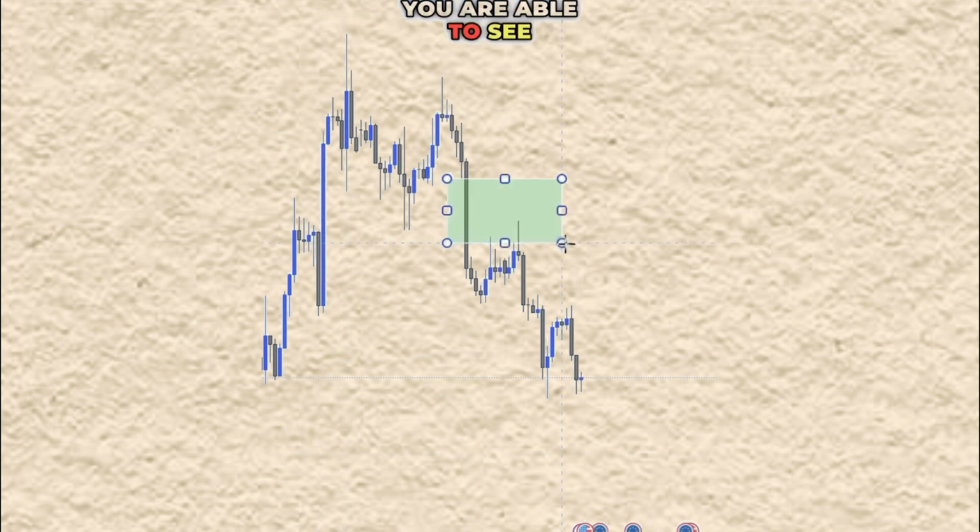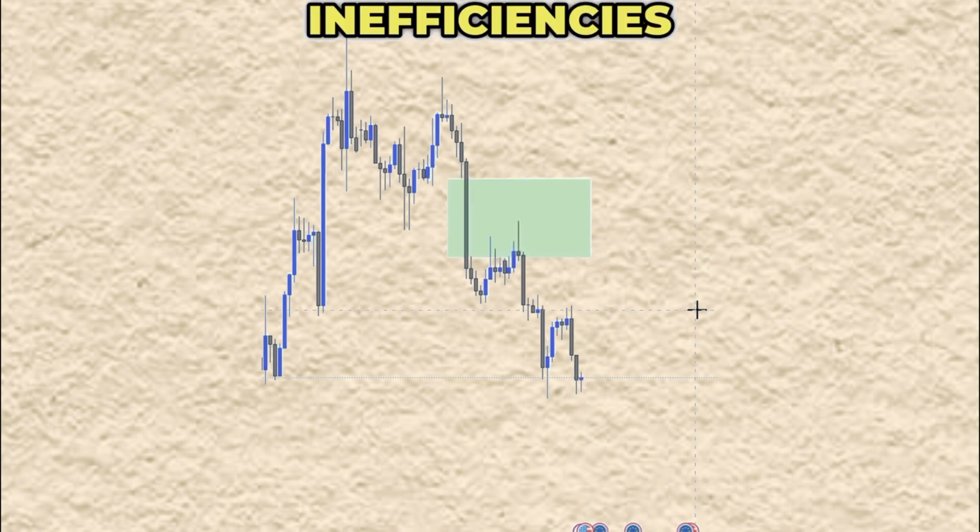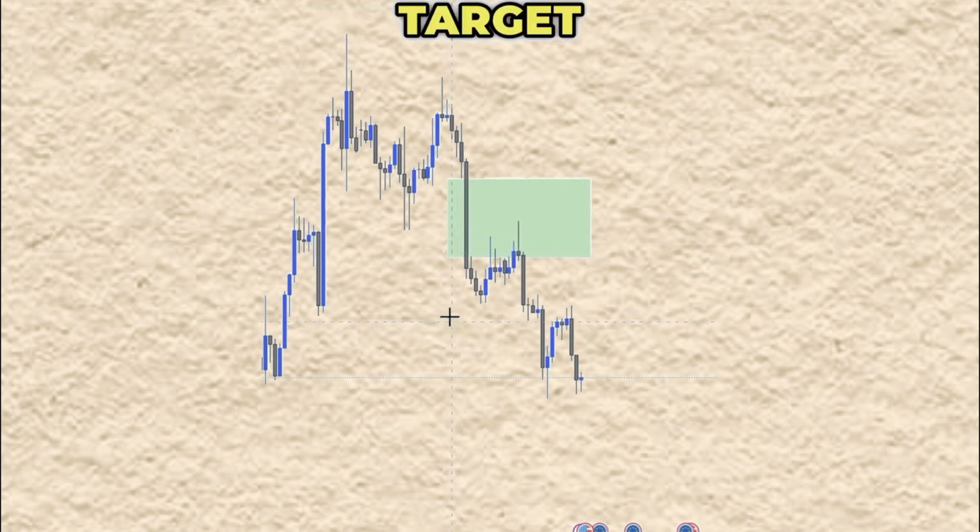This is because you do not need all of those crazy indicators. The best indicator is your eyes, because you are able to see clear areas of inefficiencies and you are able to target clear areas of liquidity, because that's all the market cares about. If you're someone that adds all of these indicators to your chart, get rid of them, because you will start to find it a lot easier when you can actually see pure price action. You don't need all of that other stuff.